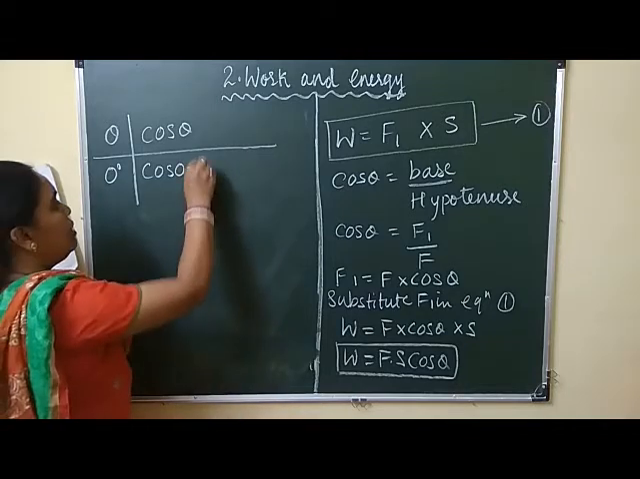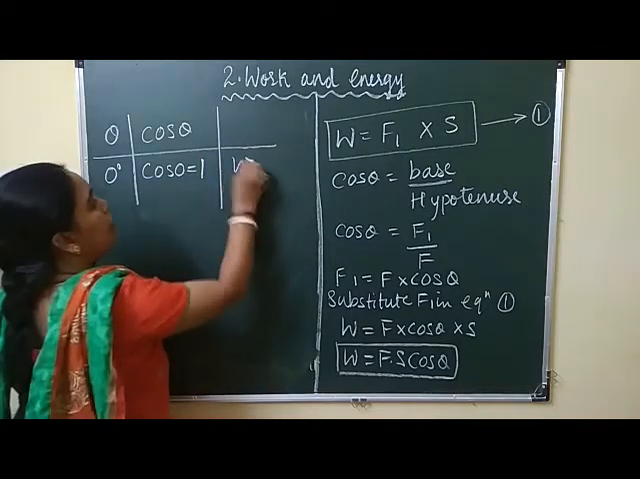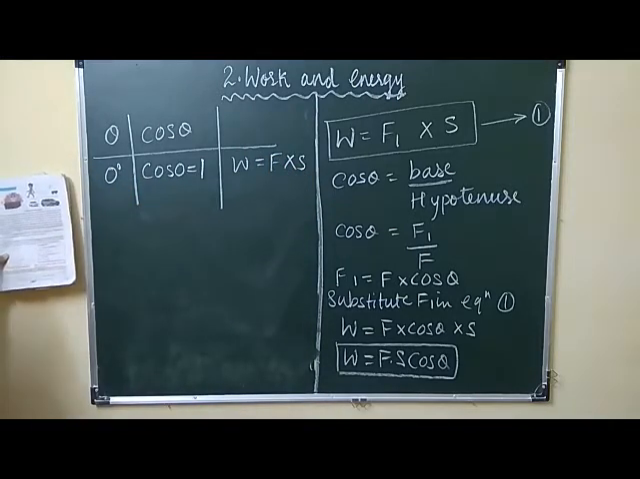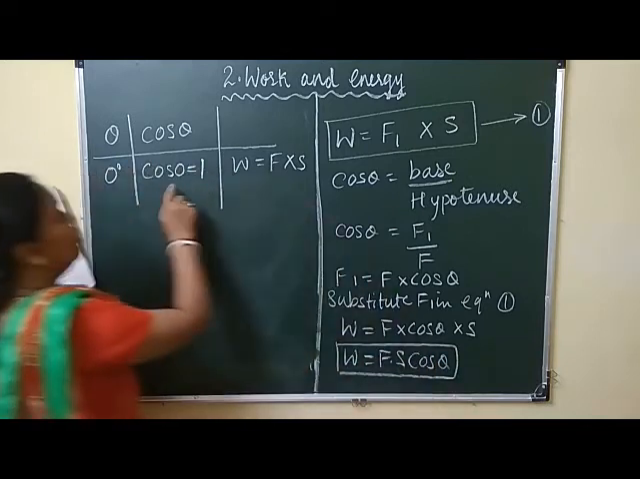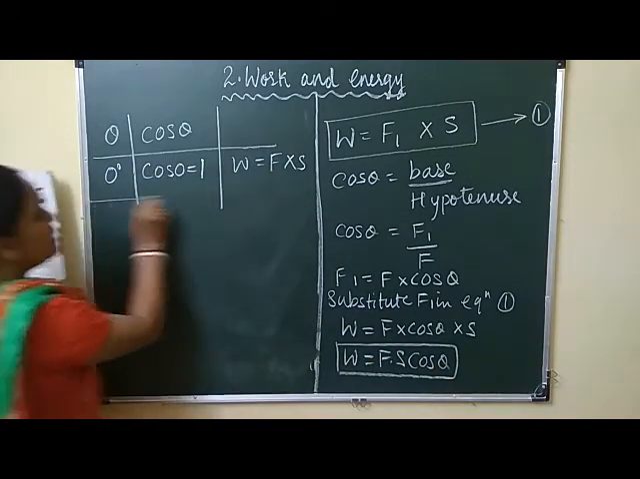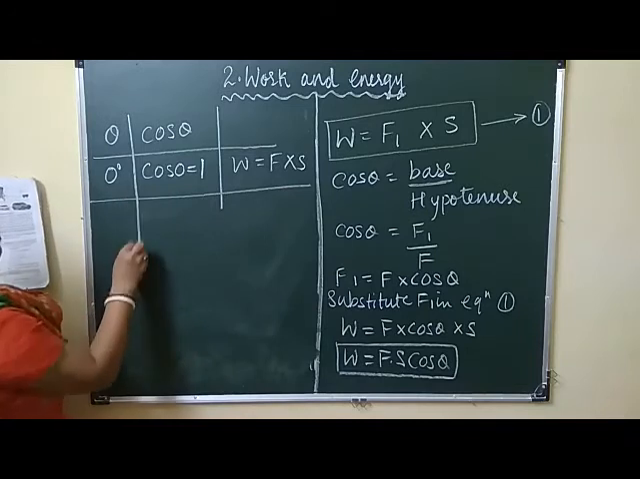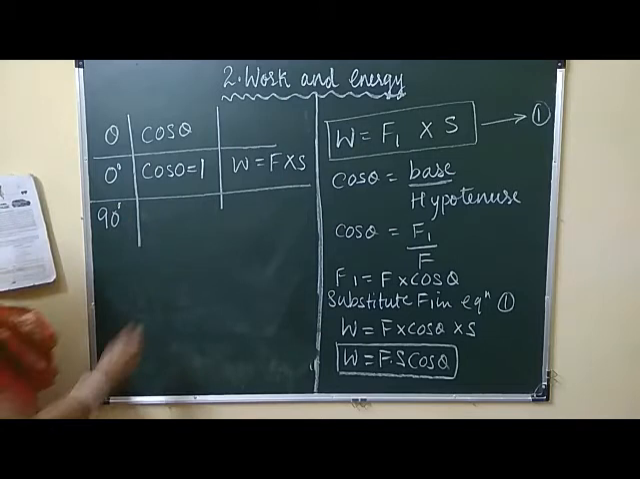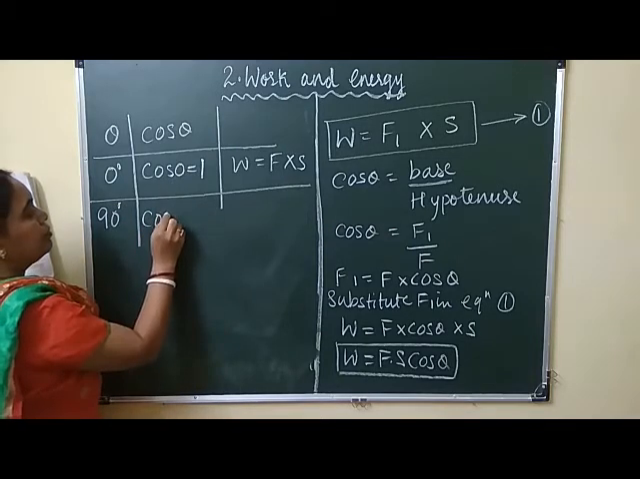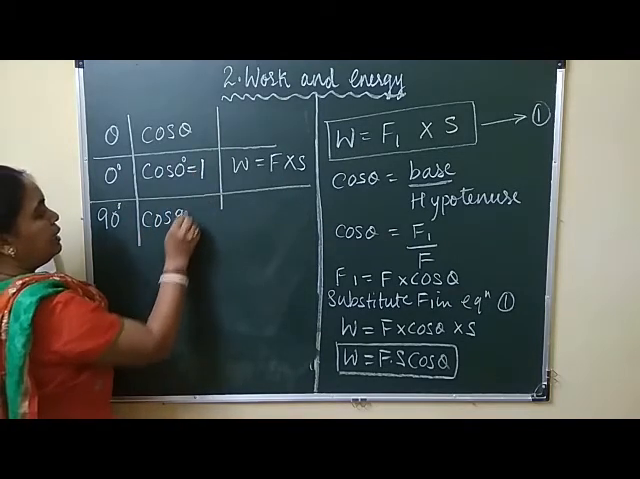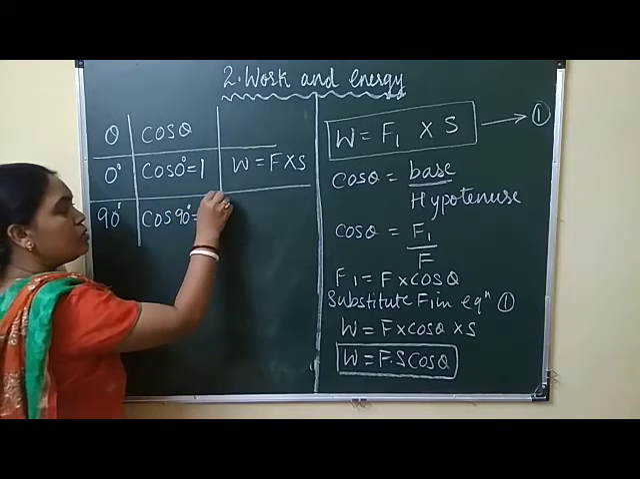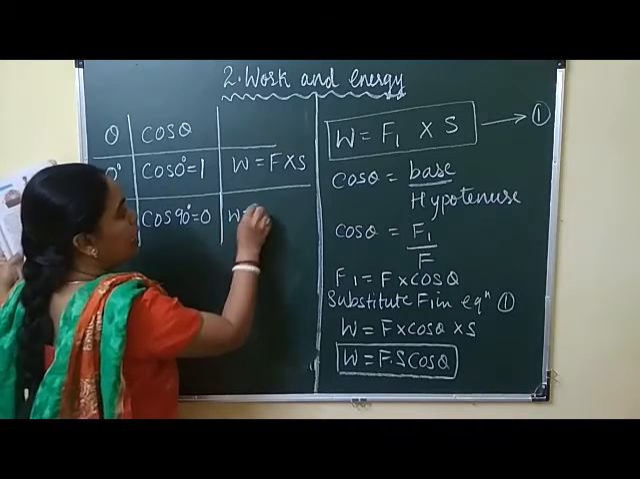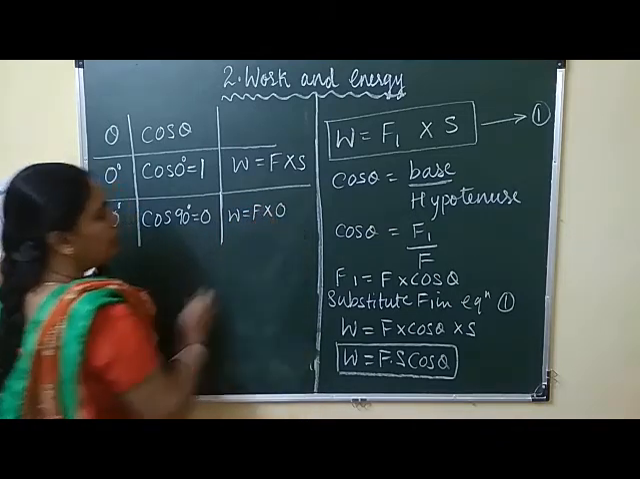Okay, so we have the formula W equals F into S. Got it? Because cos theta is 1. The second example: when theta is 90 degrees, cos 90 degrees is equal to 0. So W equals F into 0.